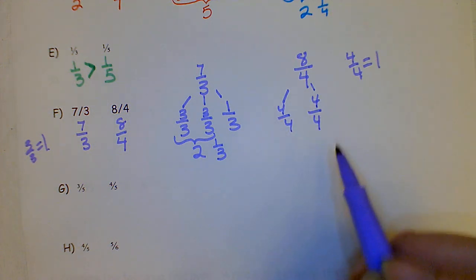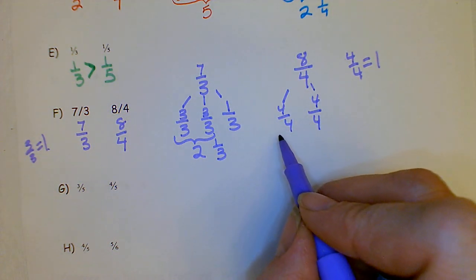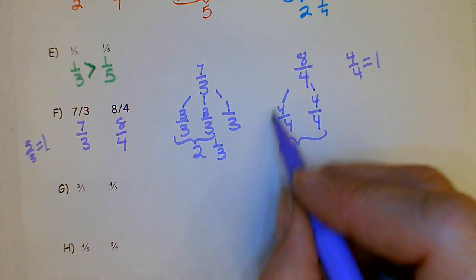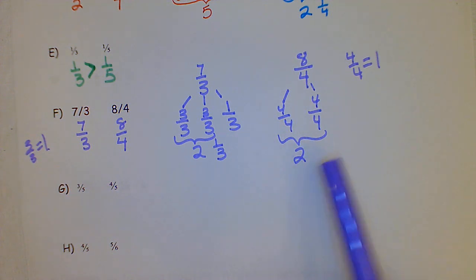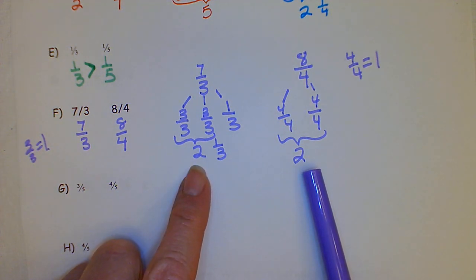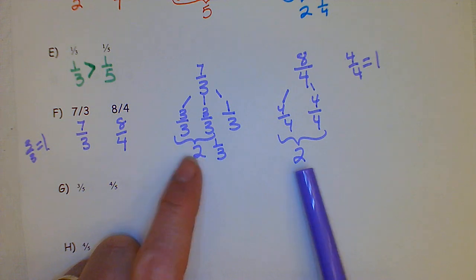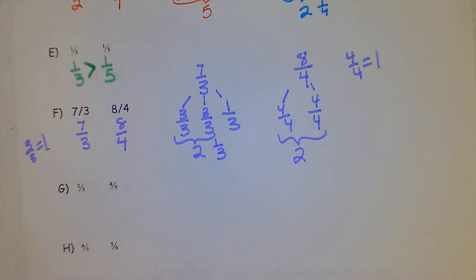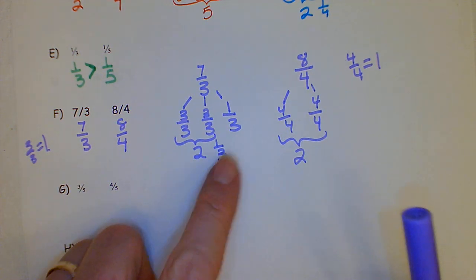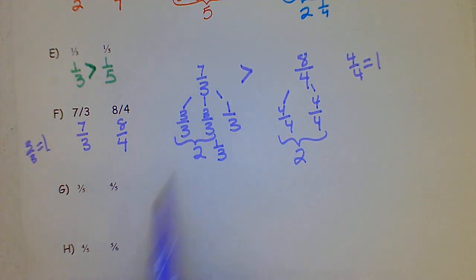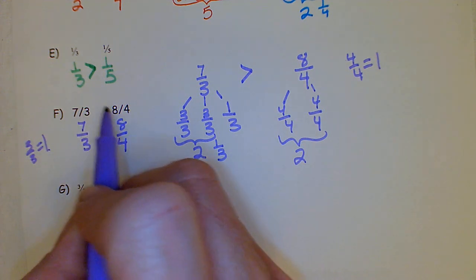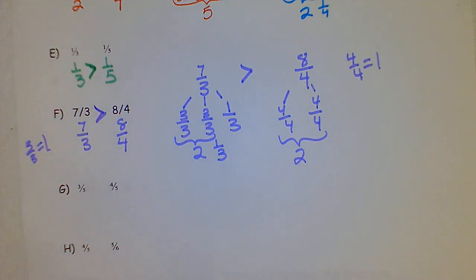So I found all of my groups of 4/4 here. And I had 2 of them. So this is equal to 1 and this is equal to 1. So which one's larger? Is 2 larger or is 2 and a third larger? Well, they both have 2, but this one has an extra third. Think about it in cookies. 2 cookies or 2 and a third cookies. 2 and a third cookies is a little bit bigger. So I can go ahead and write that 7/3 is larger than 8/4, and I can write that here as well.